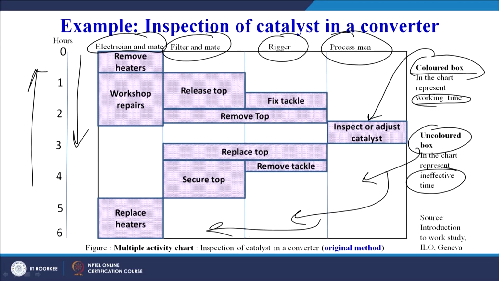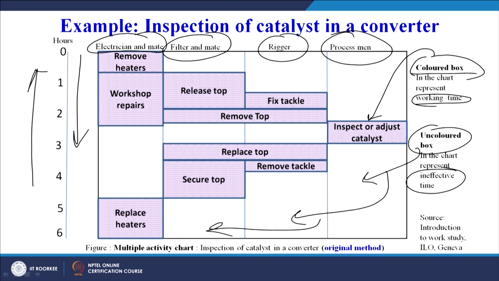So we can see that remove the heaters is the first task which is being done by electrician and mate. Then workshop repairs are done. Then replace the heater. This is the job of the electrician and the mate. Then fitter and the mate release the top, remove the top, and then replace the top and secure the top. Then rigger fix the tackle, remove the tackle. Then processman inspect or adjust the catalyst. So there are 4 different type of people who are working.